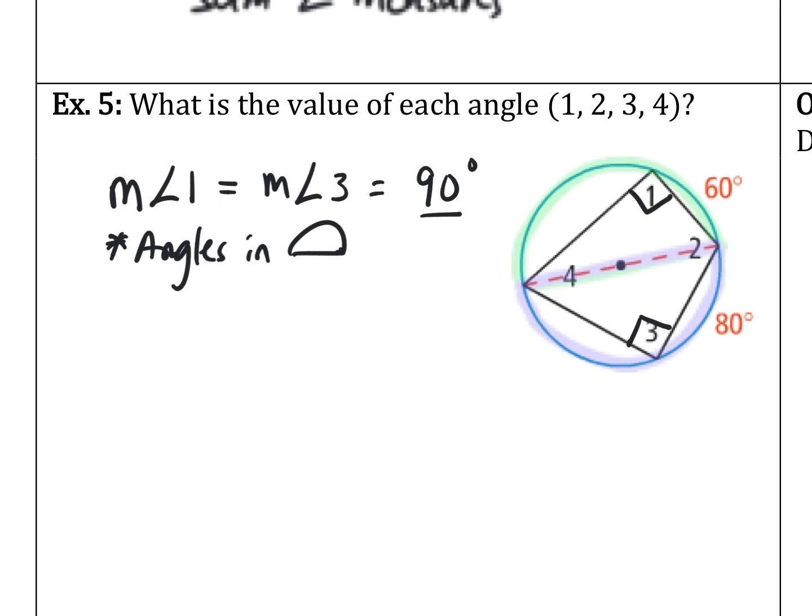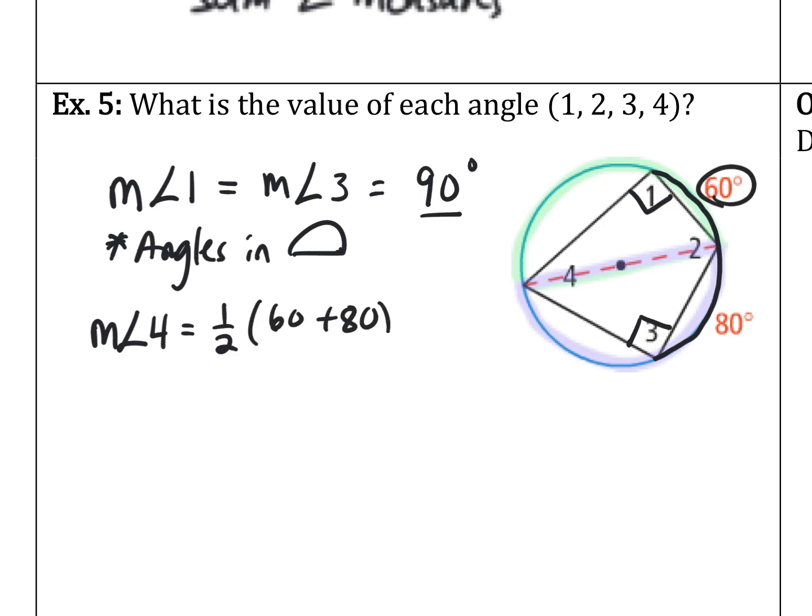Now, in the case of angle 4, the measurement of angle 4 is going to be one half of its intercepted arc. If we look at this angle 4, the intercepted arc is these two numbers, 60 plus 80. That's going to give you one half of 140. Therefore, one half of 140 is going to give you 70 degrees.